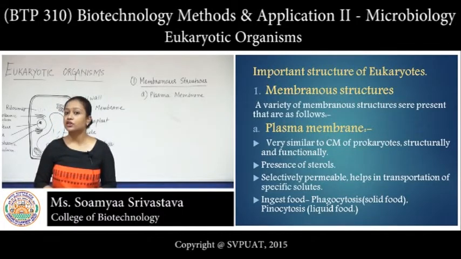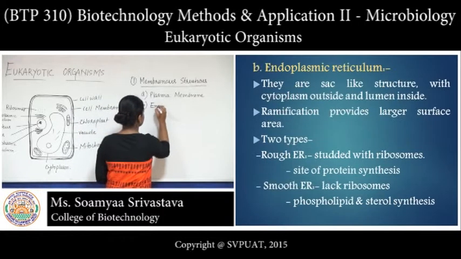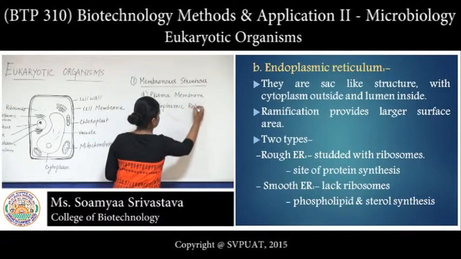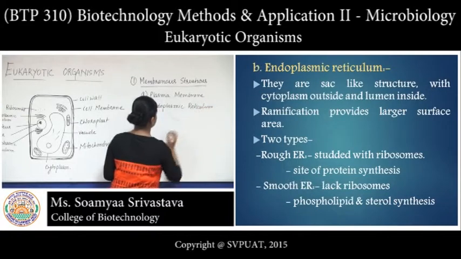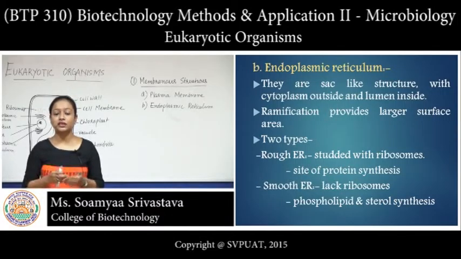Now the second structure is the endoplasmic reticulum. The endoplasmic reticulum is a sac-like structure which has cytoplasm outside and a sac-like lumen inside. These ramifications increase the surface area of the endoplasmic reticulum, providing a larger surface for protein synthesis and other processes.